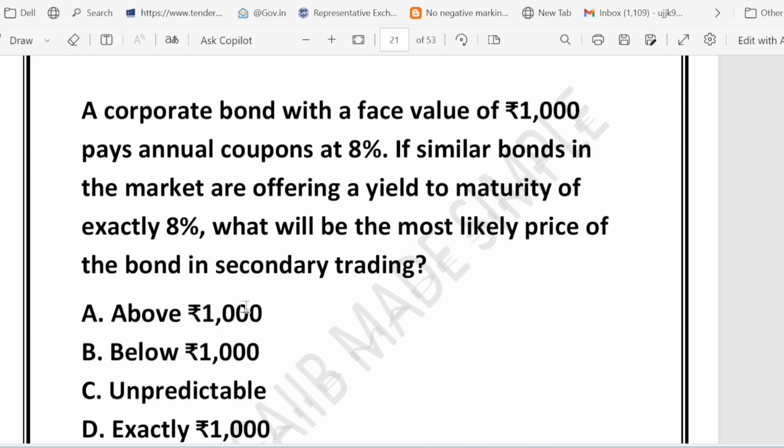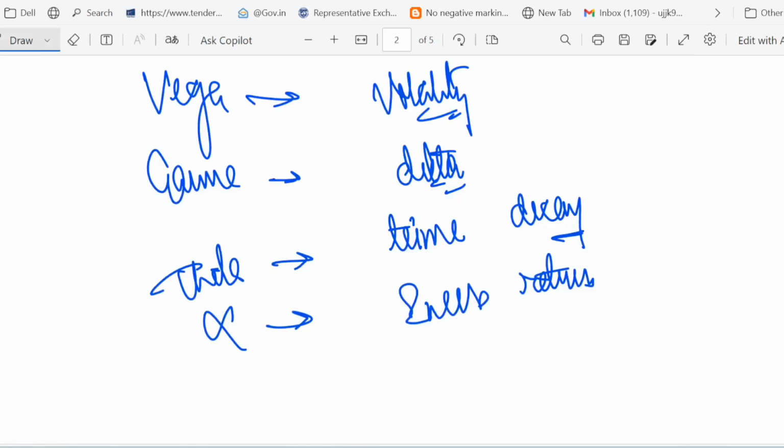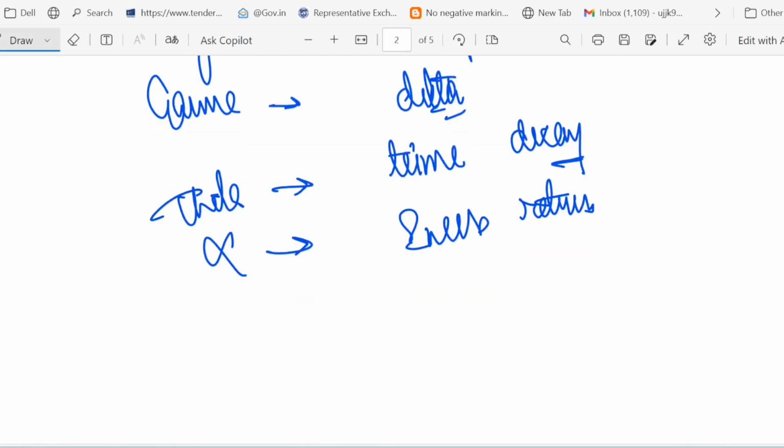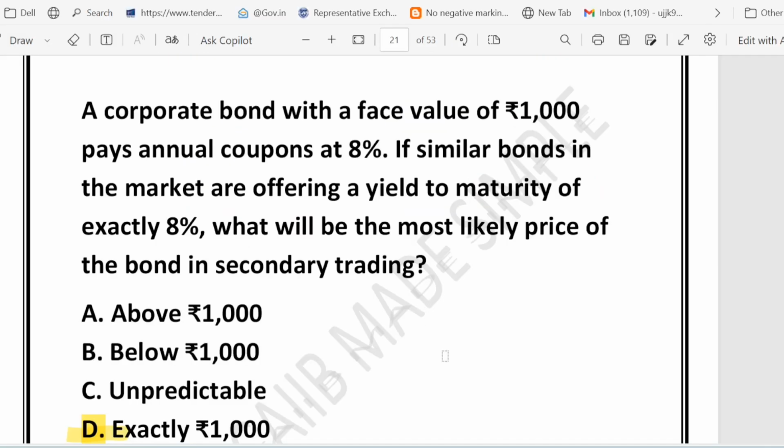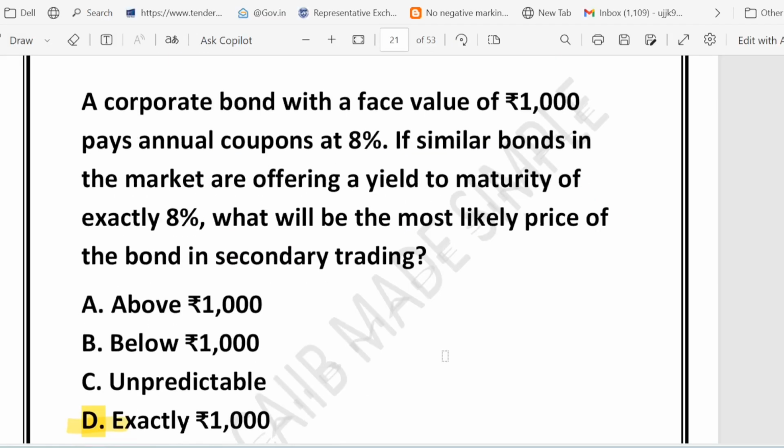So let's see what is the correct answer. First of all, try it on your own, and let me explain. The correct answer to this question is exactly 1000, option number D. Why? Because try to understand the coupon rate they have given of the bond. How much is the coupon rate? Let me just explain here. As you can see, the correct answer is option number D.